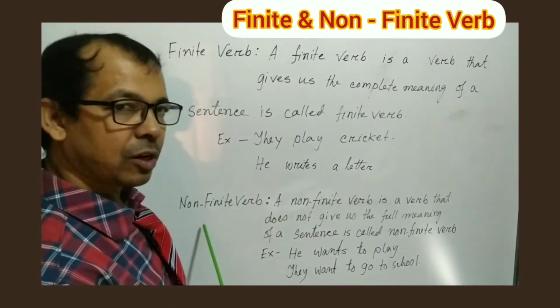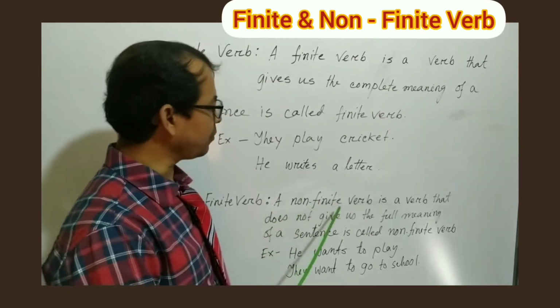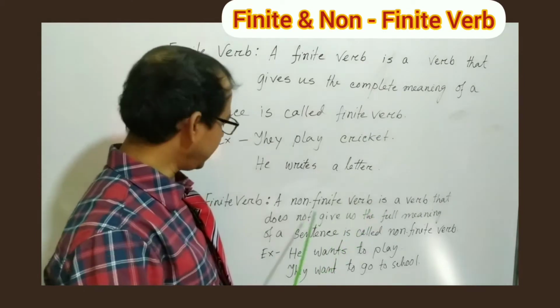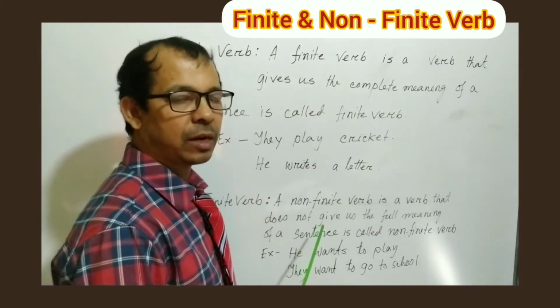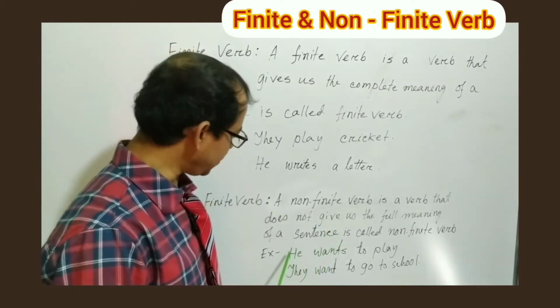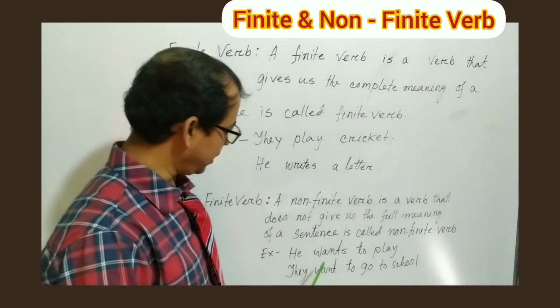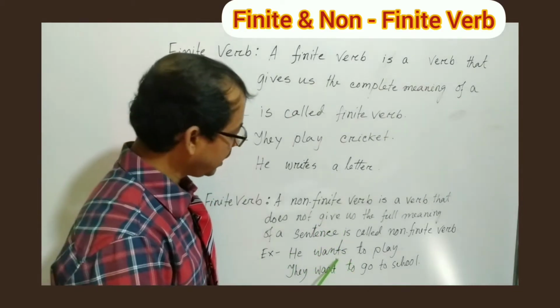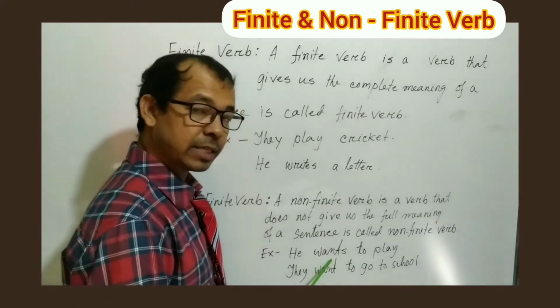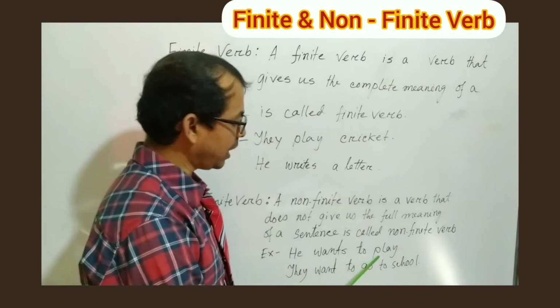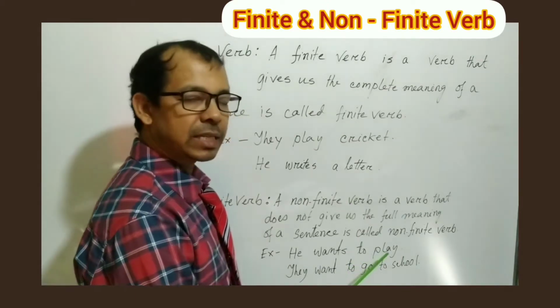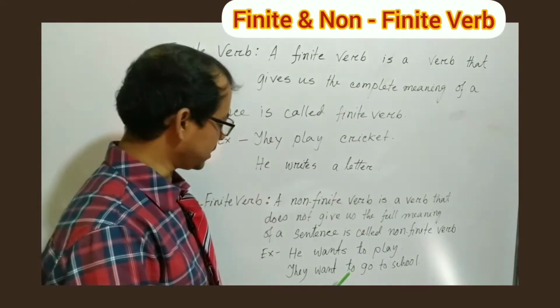Now, the definition of non-finite verbs. A non-finite verb is a verb that does not give us the full or complete meaning of a sentence. As for example, he wants to play. Here you can see, he wants to play. Here wants is a finite verb and to play is a non-finite verb. To play here is a non-finite verb. It does not give us the complete meaning of the sentence.